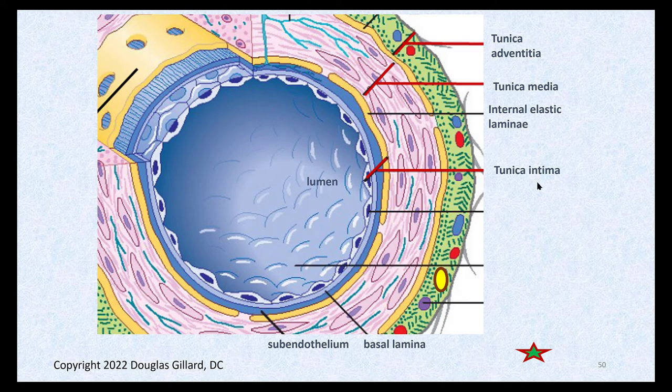Now remember when I say tunica intima, the tunica intima is made up of three layers itself. The important one is this endothelial layer, which is made up of just simple squamous cells. And then they sit on a basement membrane called the basal lamina. Basal lamina sits on the subendothelial layer, not very important, but it's good to know the tunica intima is actually three layers. And the one we always talk about is the endothelium, which is made up of endothelial cells, which are just simple squamous cells.